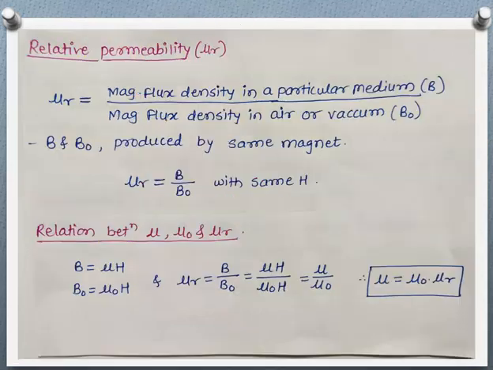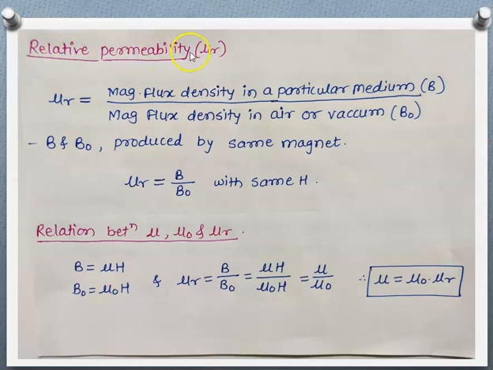Then another type we have, that is relative permeability. The word relative suggests that there is a comparison between the quantities, so the word relative comes here. The relative permeability, which is denoted by mu r, is the ratio of magnetic flux density in a particular medium, which is denoted by B, divided by magnetic flux density in air or vacuum, which is denoted by B naught. But the condition is that this B and B naught should be produced by the same magnet.